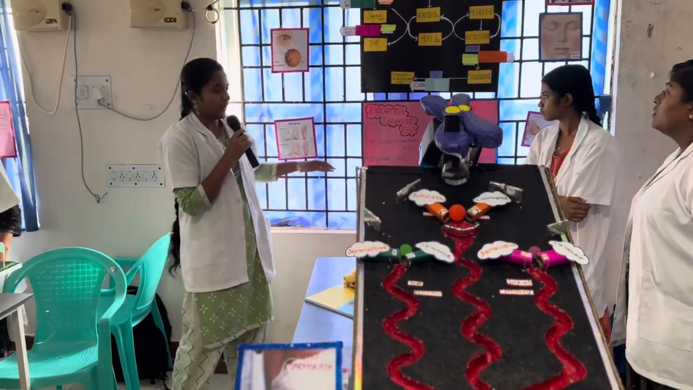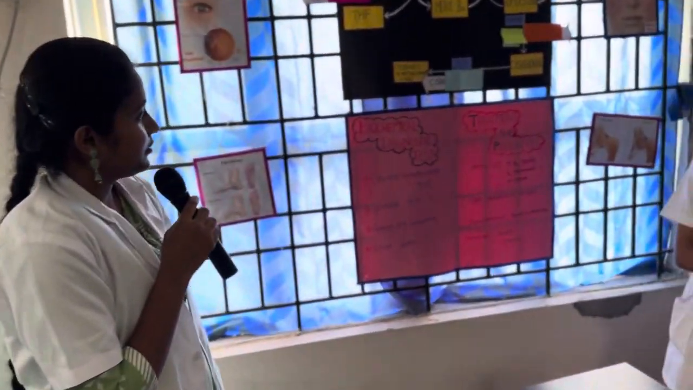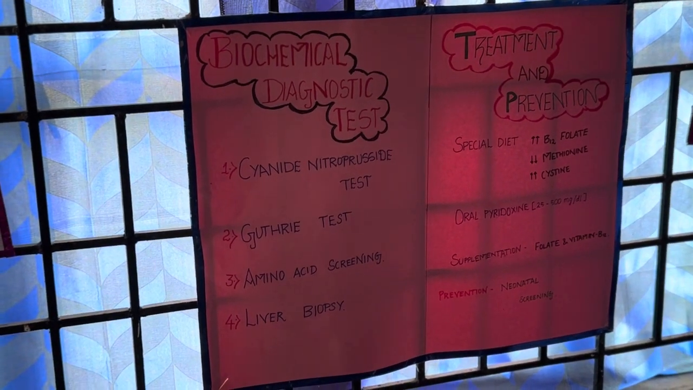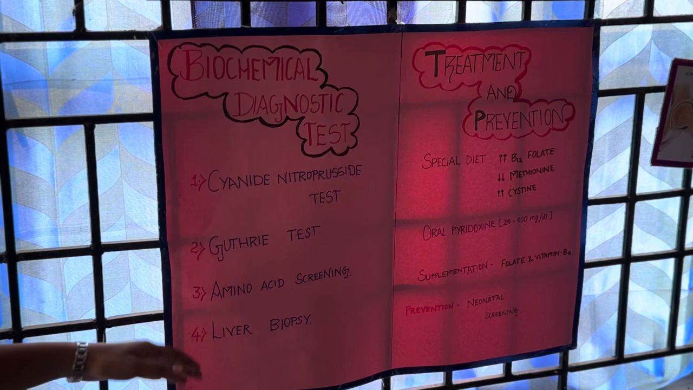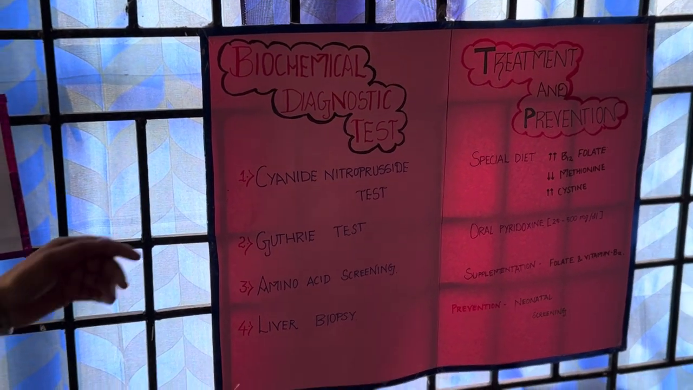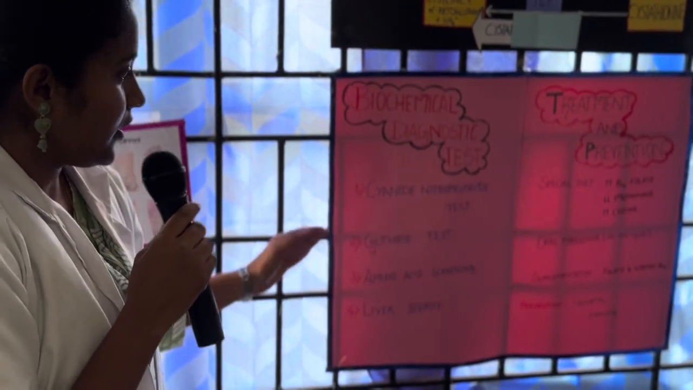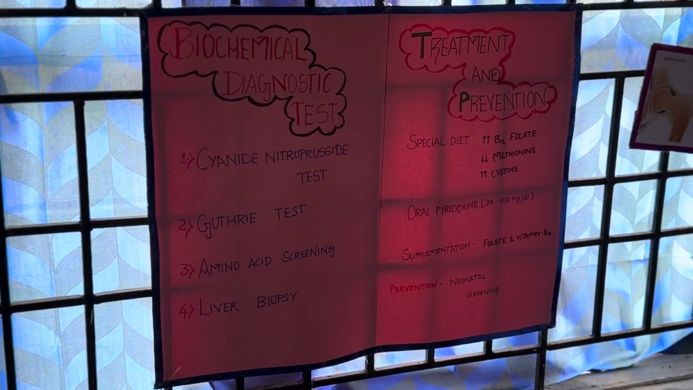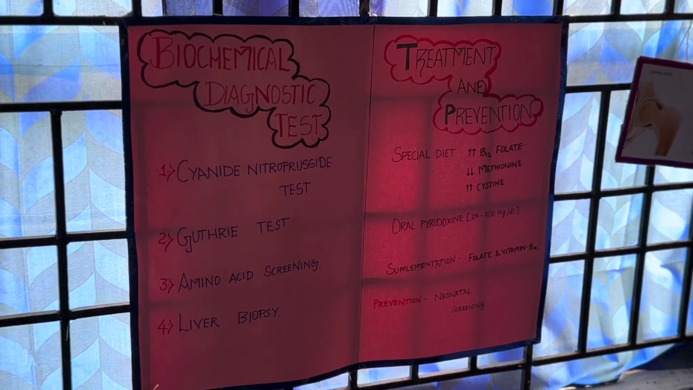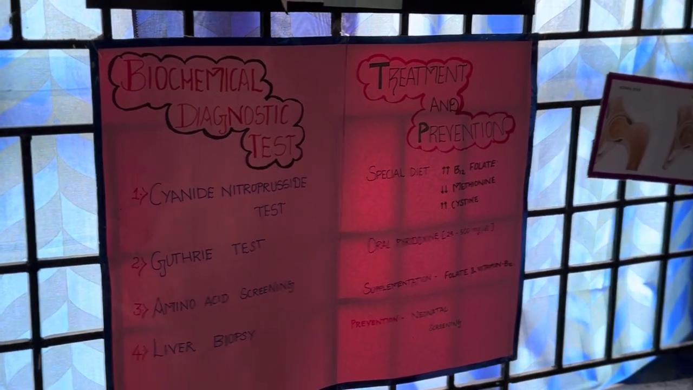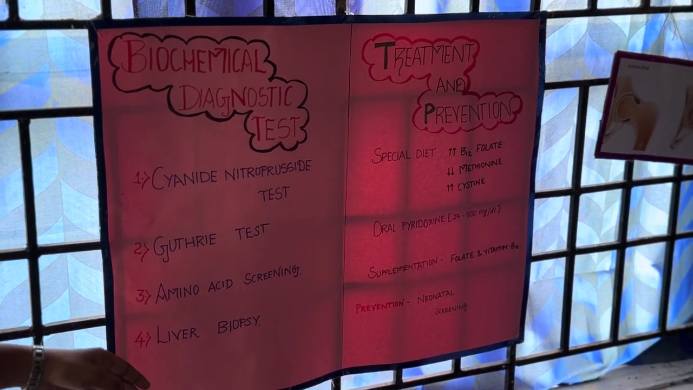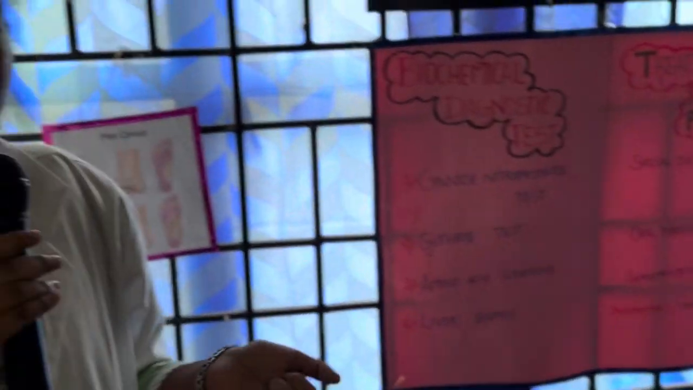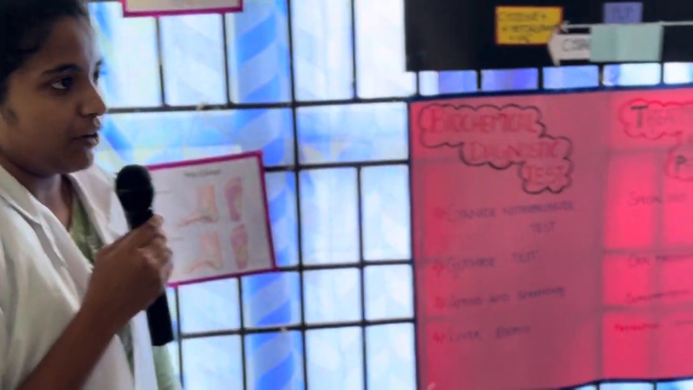Now we are going to see the biochemical diagnostic tests. In order to detect and confirm homocystinuria in some individuals, we have to perform some of these tests. Like for homocystinuria type 1, the cyanide nitroprusside test is a simple qualitative test performed on the urine sample to detect the amino acid present in the urine. And some of the other tests are also done, like the Guthrie test and amino acid screening, liver biopsy, and finally, to detect the whole disease, we do genetic level testing. Now I hand over to Amina.